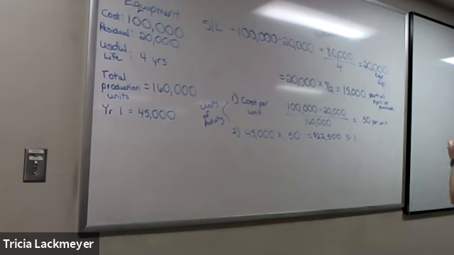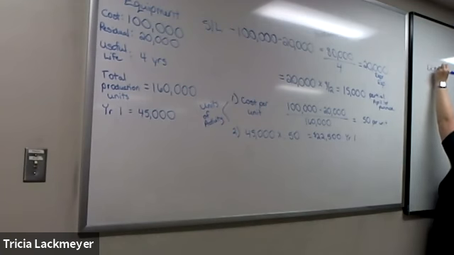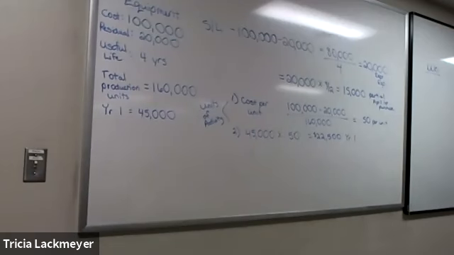So double declining balance, DDB. Using the same information: cost 100,000, residual 20,000, useful life 4 years. Remember, when you're doing your double declining, we don't consider that residual value. So step one, we calculate the straight line rate of depreciation.